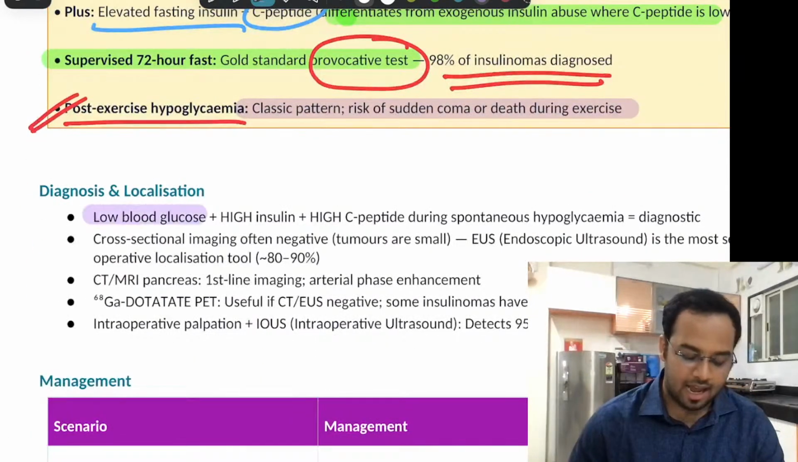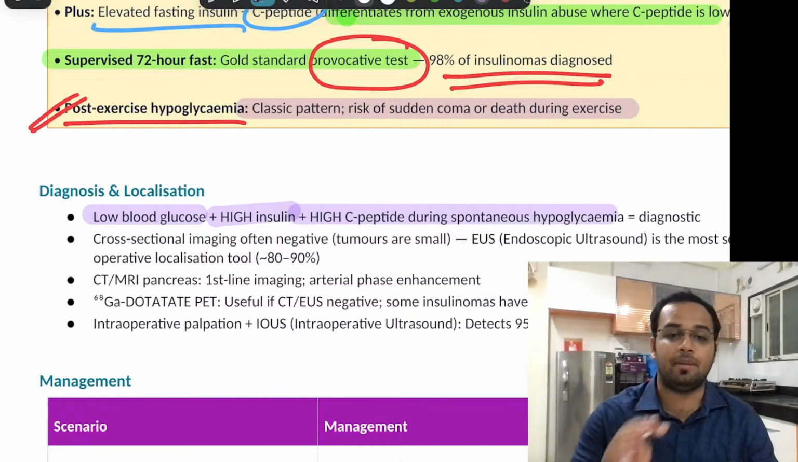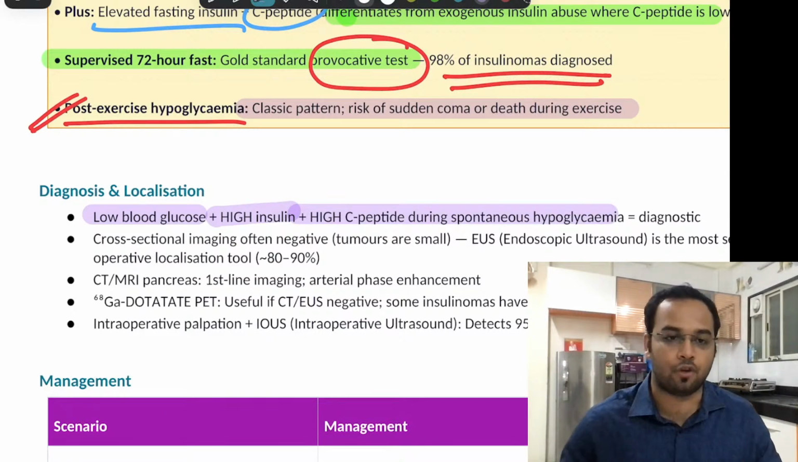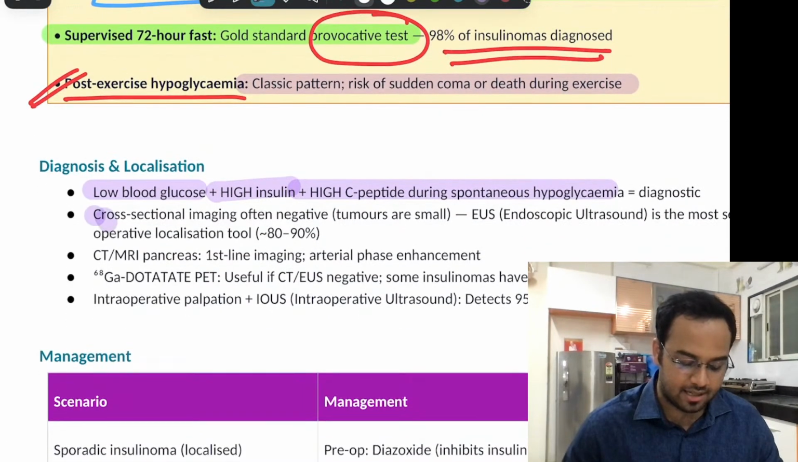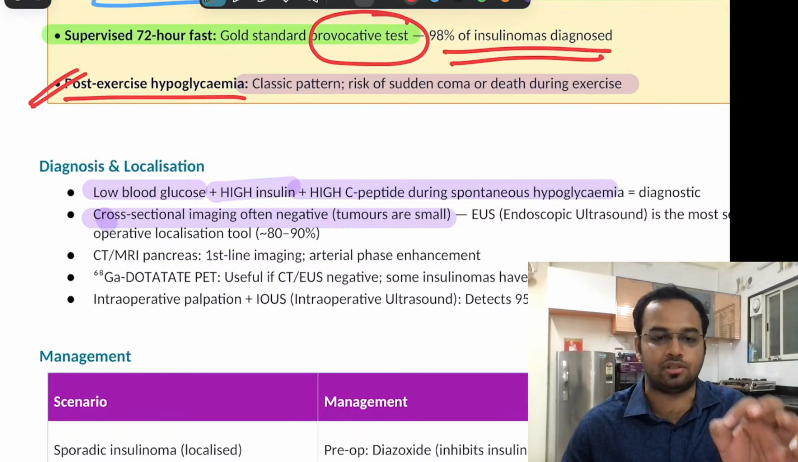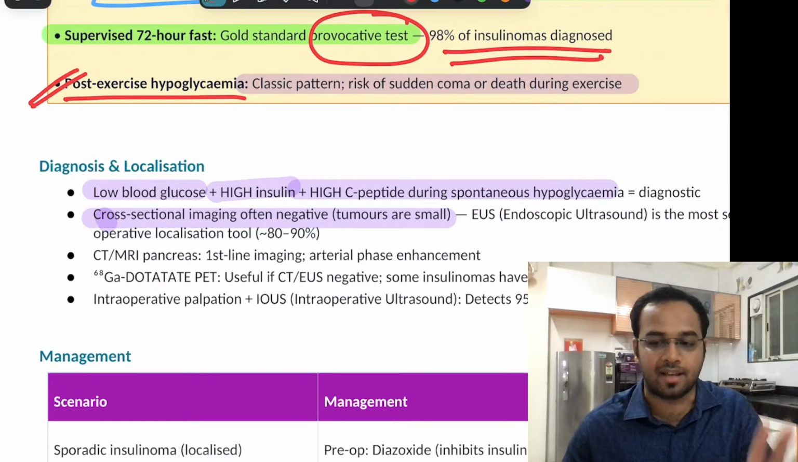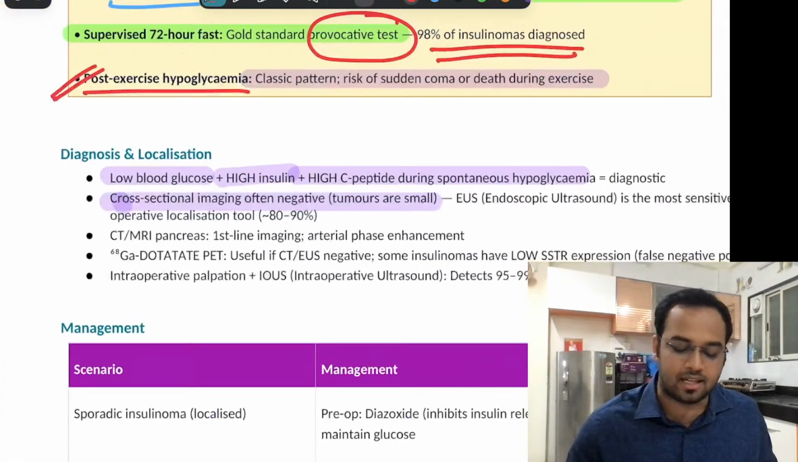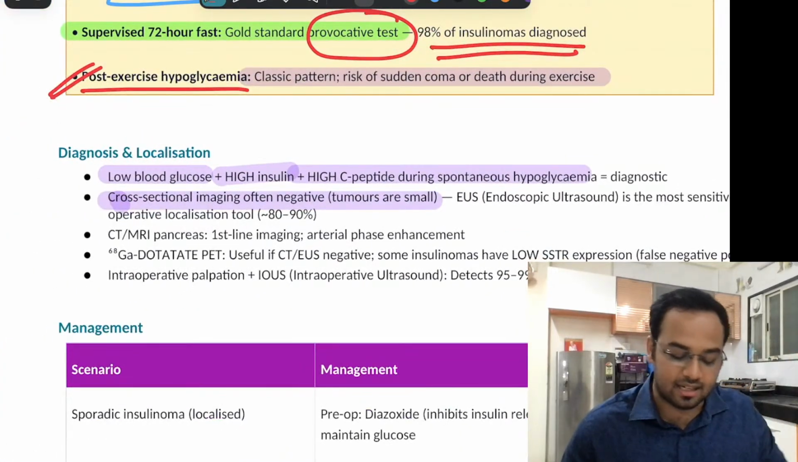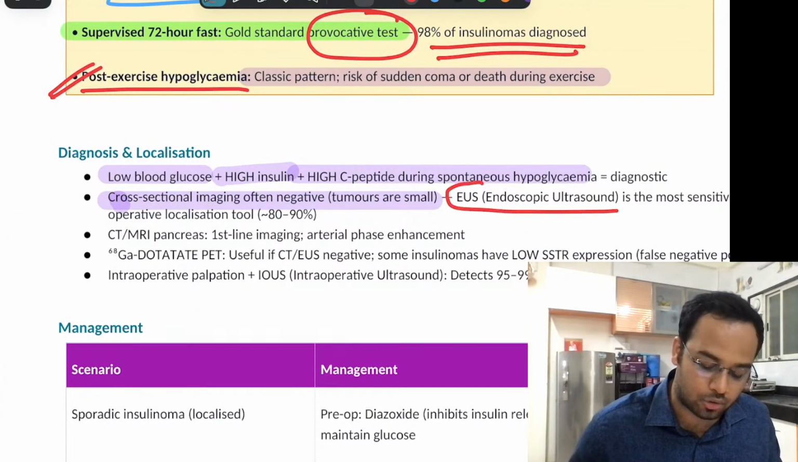So low blood sugar, high insulin levels, obviously high C-peptide level because the insulin is getting secreted in the blood from the human body. Cross-sectional imaging is often negative because अगर तुम देखोगे तो इसमें वो रिसेप्टर ही नहीं है, somatostatin transmembrane receptor ही नहीं है ये सेल में, तो ऑब्वियसली gallium DOTATATE उसको पिकअप नहीं करेंगे. तो कौन सा इन्वेस्टिगेशन है? तो here the investigation of choice is always going to be an endoscopic ultrasound.